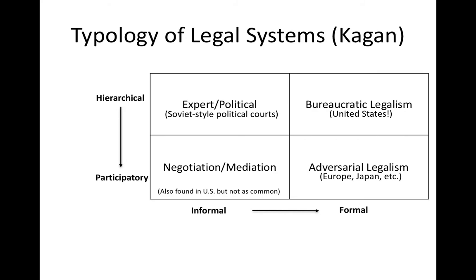And so there's something that I want to mention right now, and I promise I'll correct this for the next slideshow. But you can see under bureaucratic legalism in the upper right that it says the United States. So that is actually flipped. So the United States falls under adversarial legalism, not bureaucratic legalism. Okay, so bureaucratic legalism is Europe, Japan, etc. The US falls under adversarial legalism. So I'm sorry that this is confusing.